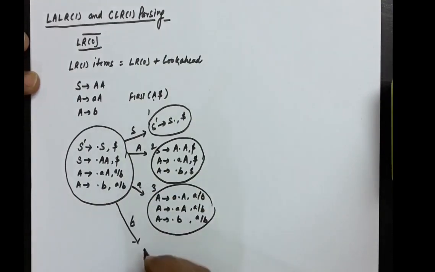Now you will write for b. So A produces b dot. For the first production, the lookahead will remain the same.